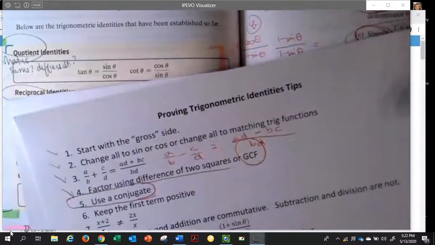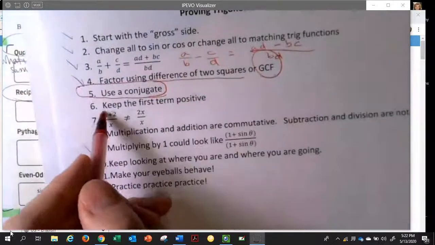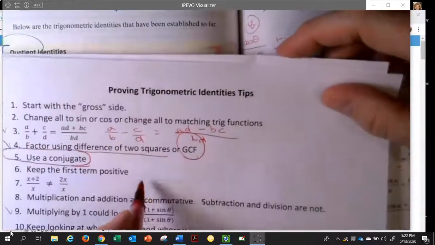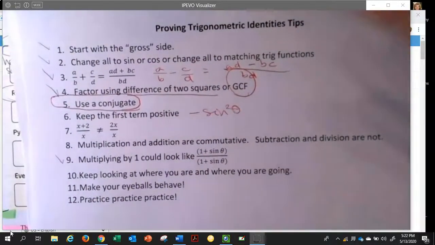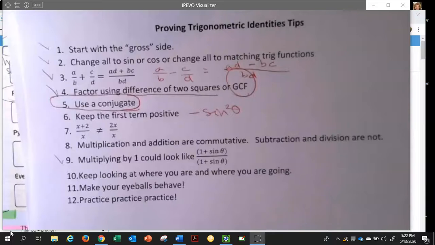So some other information, always keep your first term positive. So if your first term is not positive, like you got a negative sine squared theta, then we need to go ahead and make that positive by multiplying through by a -1.